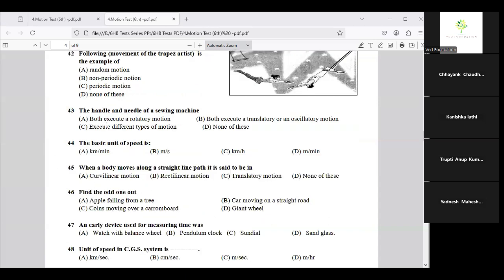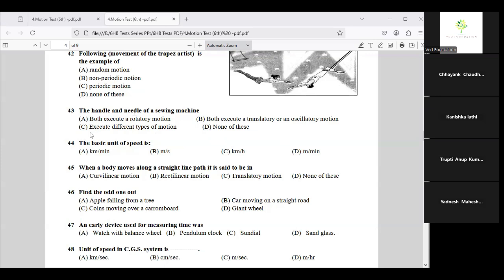43. The handle and the needle of sewing machine. We have to identify motion of handle and needle of sewing machine. Both execute rotatory motion. Both execute translatory and oscillatory motion. C, execute different types of motion. And D, none of this. And correct answer of 43 is option C, execute different types of motion. The motion of handle of a sewing machine is rotatory motion, and the motion of needle is oscillatory motion.